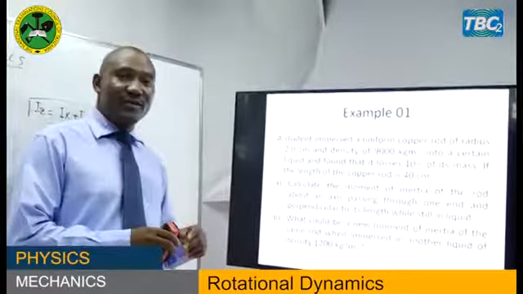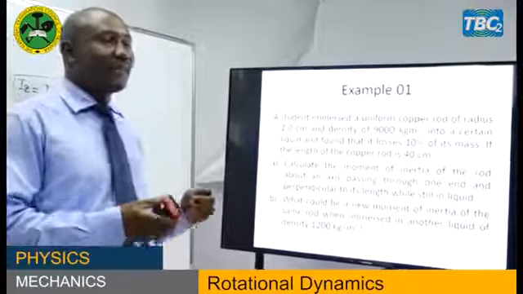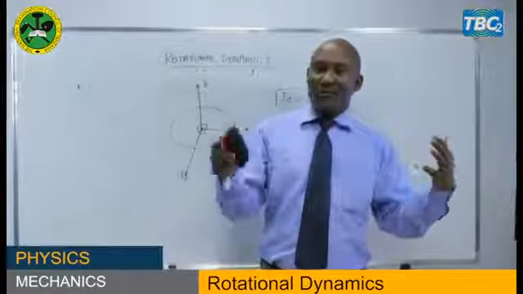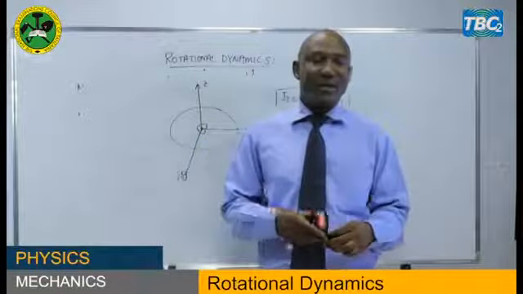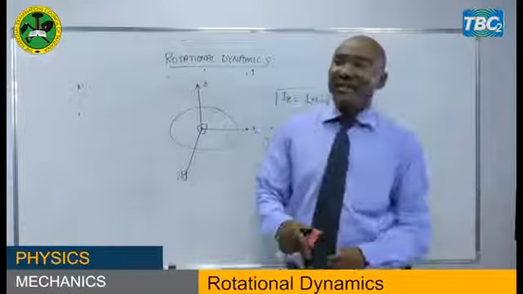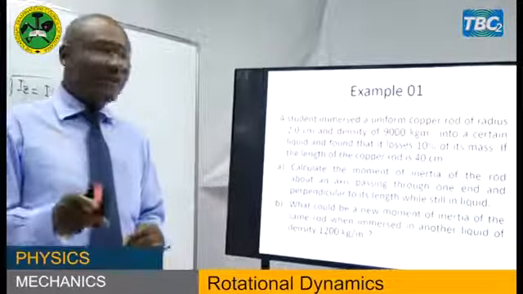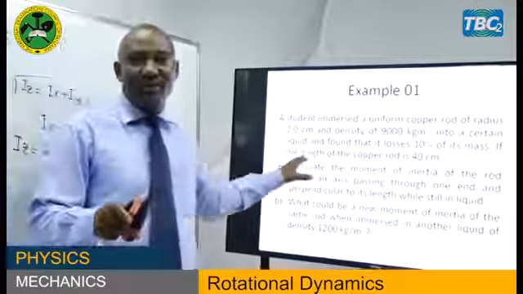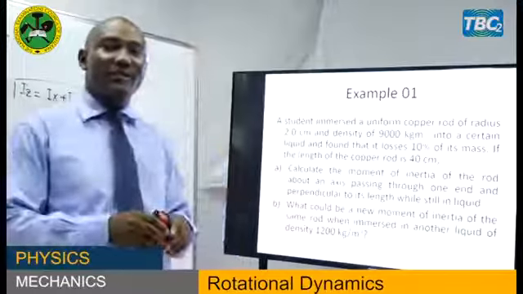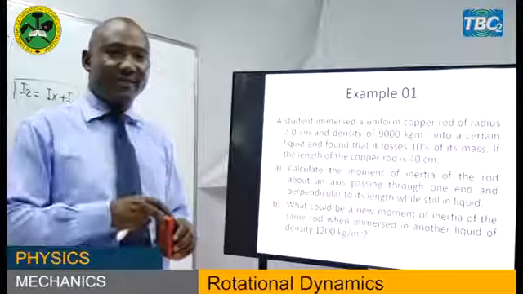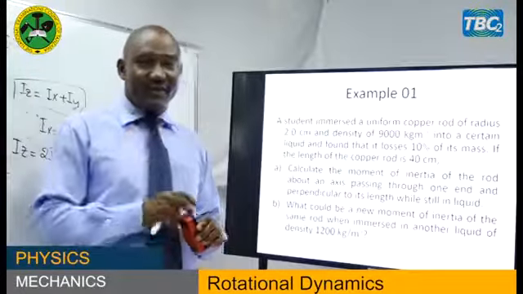Example number 1, you are given a question. This is a competence-based question. We don't expect to have a direct question, so you should know how to compute using the two theorems in a competence-based question. The question says, a student immersed a uniform copper rod of radius 2, density 9,000 kilograms per meter cubed, into a certain liquid. The liquid is not given. And after immersing in that liquid, he found that it loses 10% of its mass.